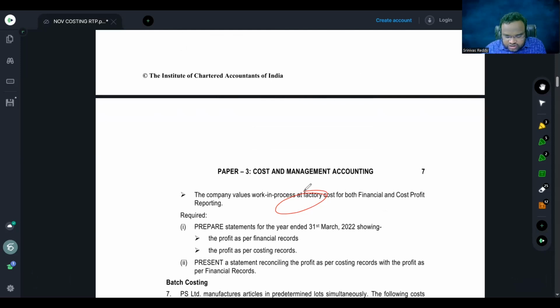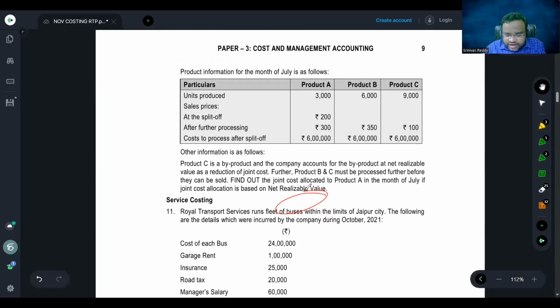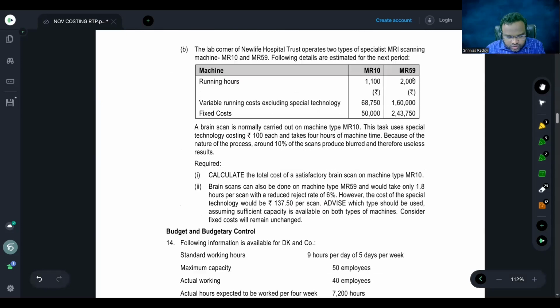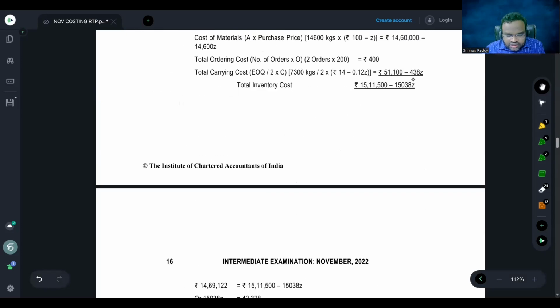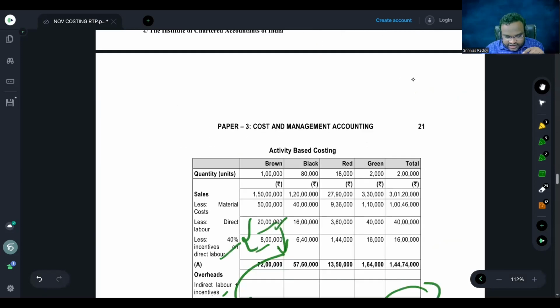Prepare a statement for the year ended 31st March 22 showing the profit as per financial accounts, which we already did. We got somewhere about 67,000 odd, right? 67,084. Yes, 67,084. And we need to work out as per cost accounts and do the reconciliation. So let us go with the reconciliation part. Let us go to the cost accounting profit. Once cost accounting profit is over, then we can go for the reconciliation. Hope you are understanding, right, students?